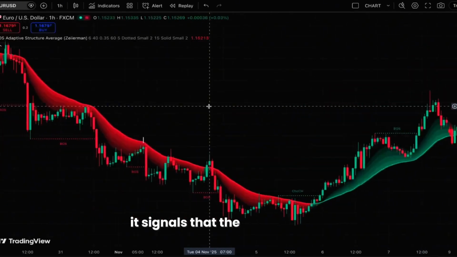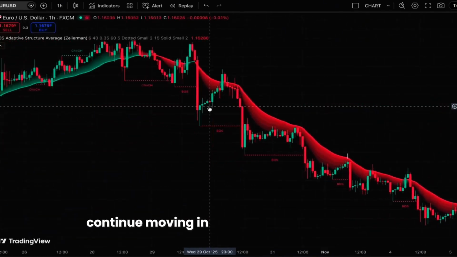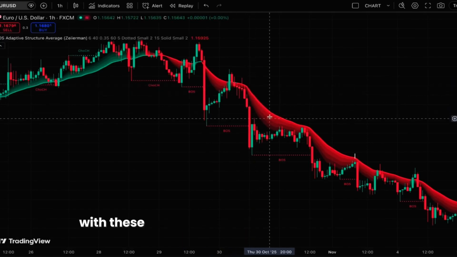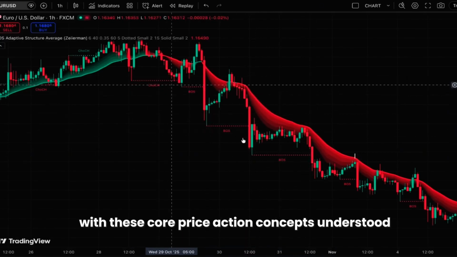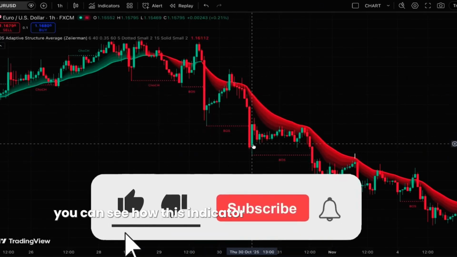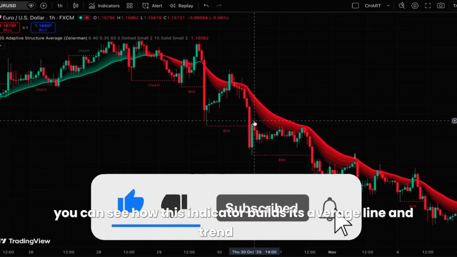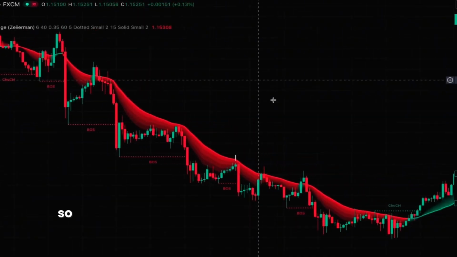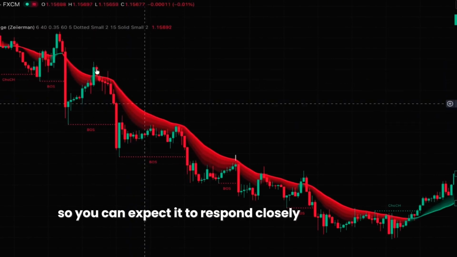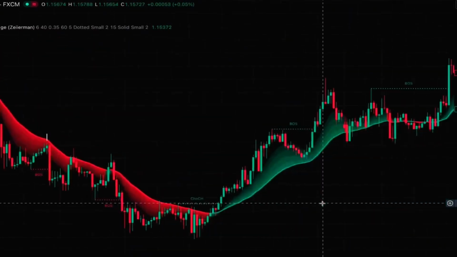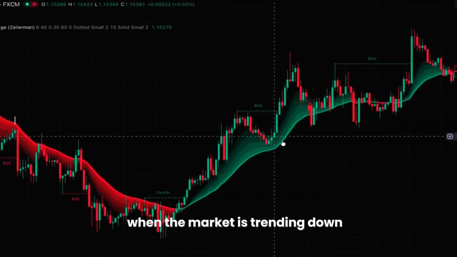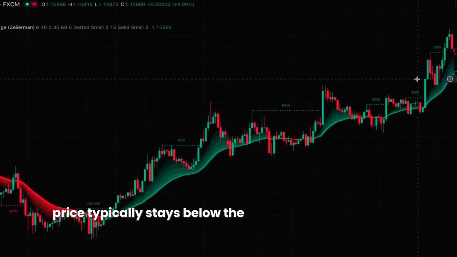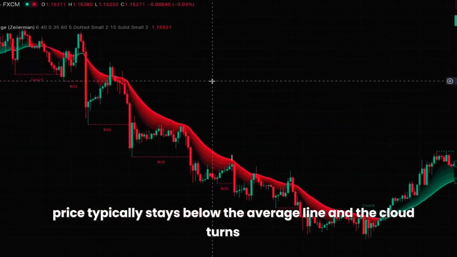It signals that the price is likely to continue moving in the direction of the uptrend. With these core price action concepts understood, you can see how this indicator builds its average line and trend cloud around them. It adapts to the current market state, so you can expect it to respond closely to real-time price action.